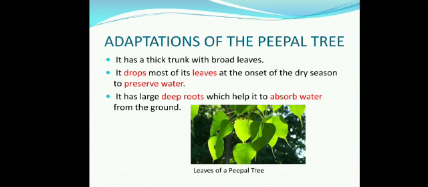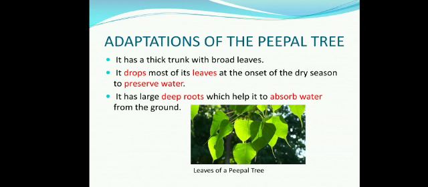So, the peepal tree drops most of its leaves during the dry season. Why does it drop the leaves? To preserve water. And also, the peepal tree has large roots which help it to absorb water from the ground.